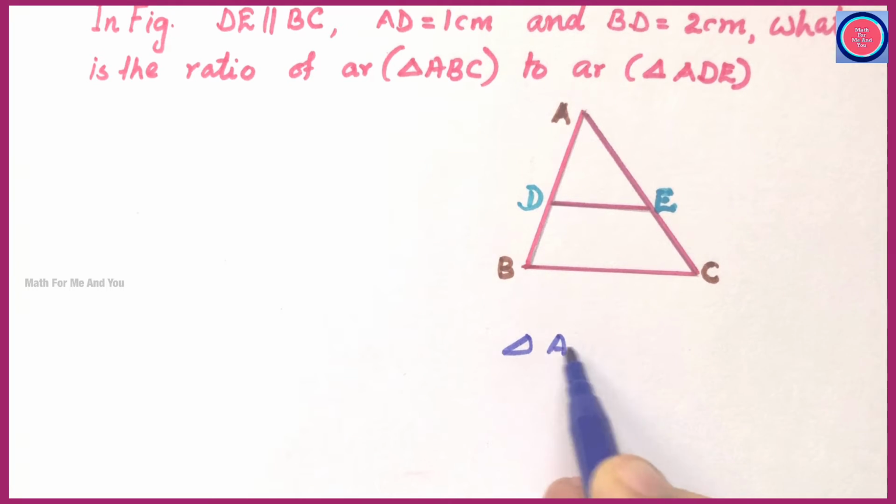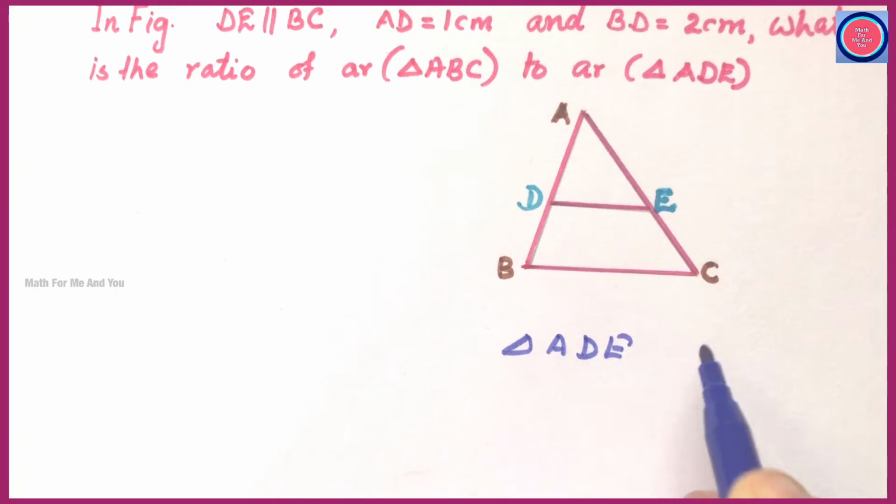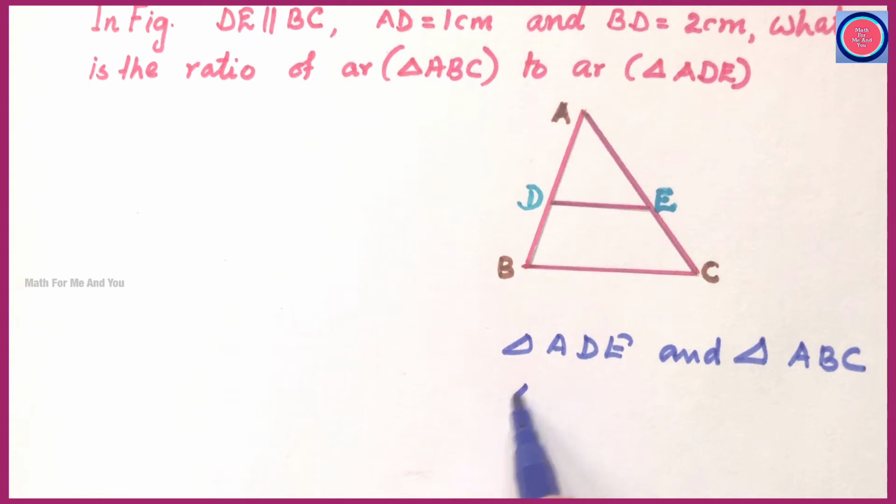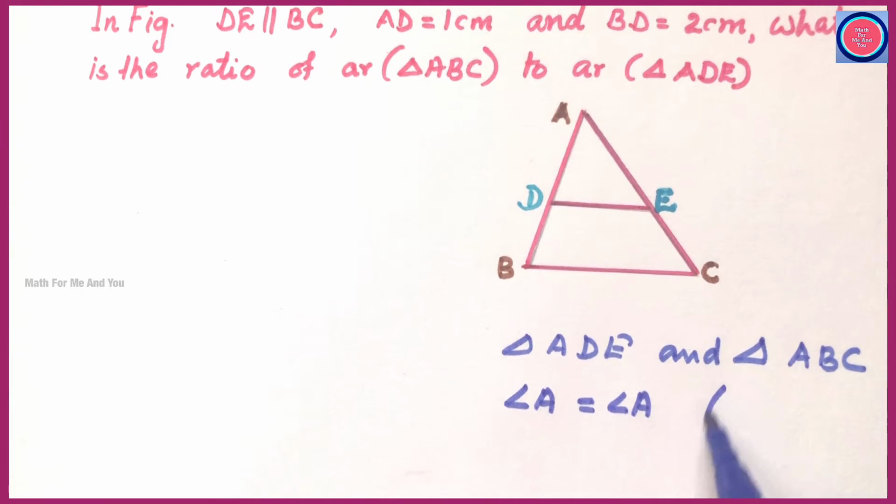We can first check whether they are similar or not. Triangle ADE and triangle ABC. We can see both the triangles have angle A. Angle A is a common angle. Angle A equals angle A. The reason? It's a common angle.